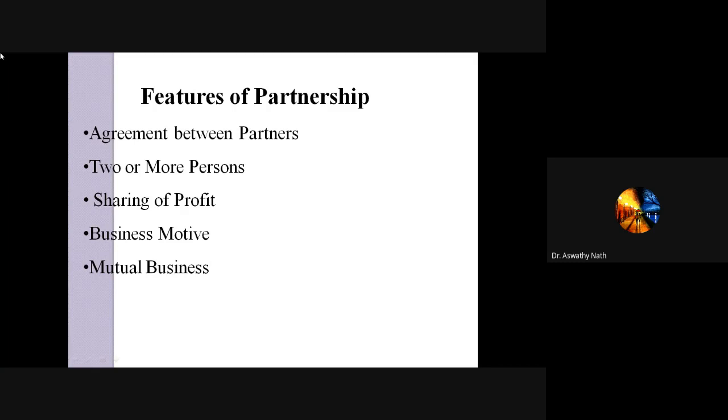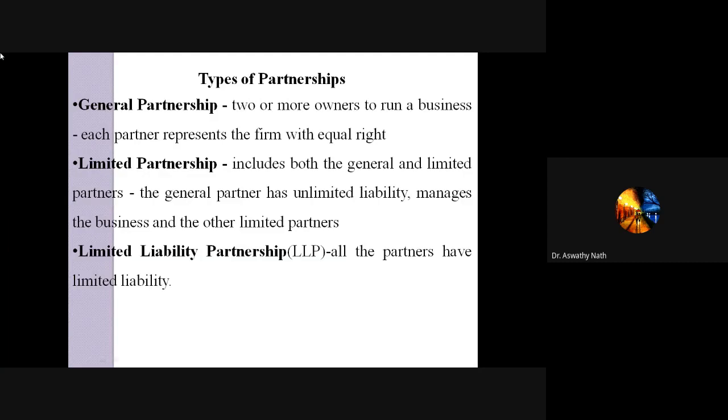Actually, these are the features which are clearly stated in the definition given in the law, the Indian Partnership Act 1932. So we move on to the different types of partnership: general partnership, limited partnership, and limited liability partnership. So first one, general partnership. It comprises two or more owners to run a business, and in this partnership each partner represents the firm with equal right.